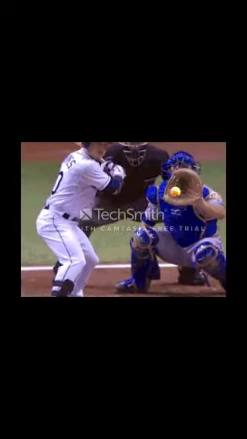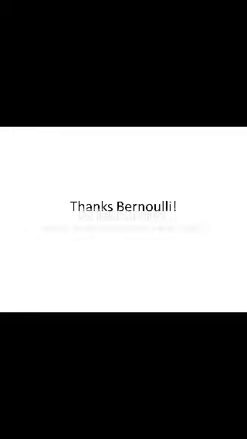Now, who likes sports? Bernoulli's principle is so impactful, it not only gave us the ability to fly, it allows objects to travel along a curved path while flowing in the air. This application of Bernoulli's principle is typically used in baseball. It is commonly referred to as the curveball. Play ball! Thanks, Bernoulli.